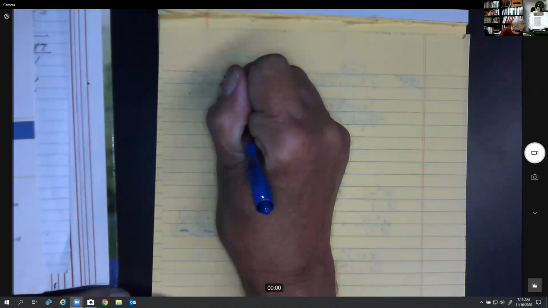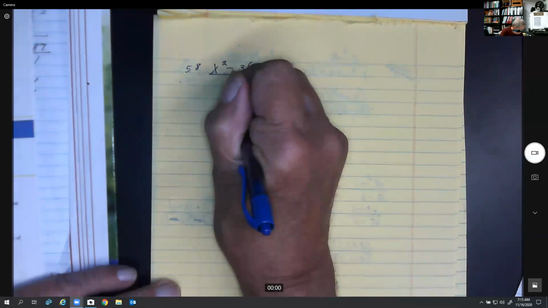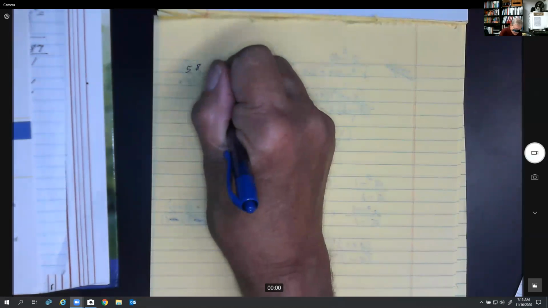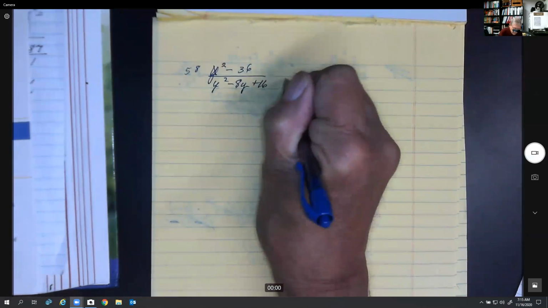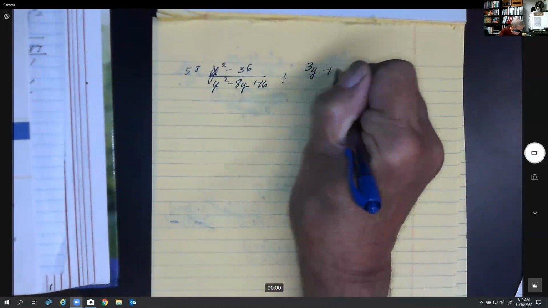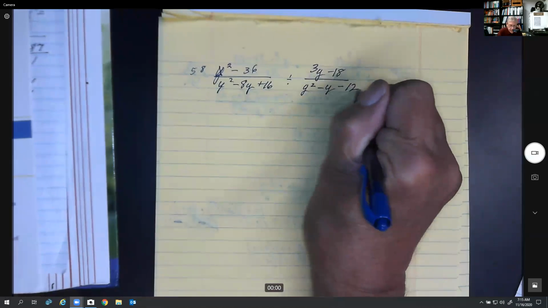Let's see if we can try a couple more of these divisions. They have a bunch of cube patterns and we don't want to get too much into the cube patterns. This one looks like a fairly difficult problem. This is number 57. I think I just did that one. Okay, we don't want to do that one. Let's try 58. Y squared minus 36 over y squared minus 8y plus 16, divided by, this is a good one, 3y minus 18 over y squared minus y minus 12. All right, got it copied.